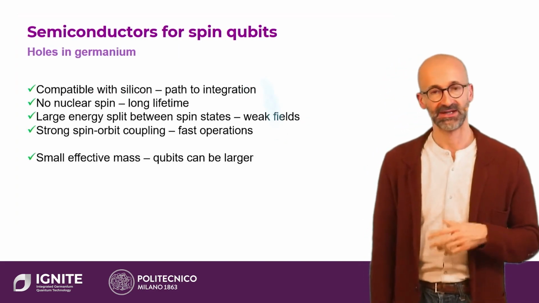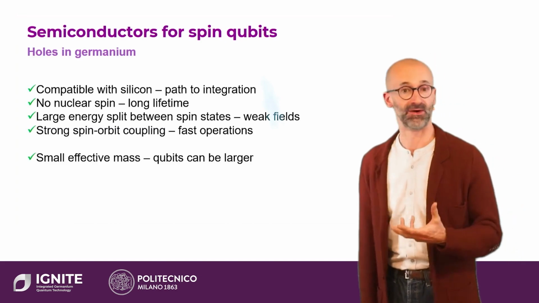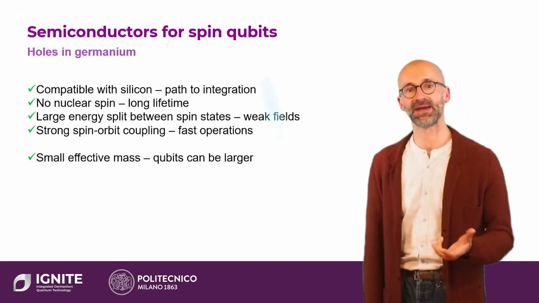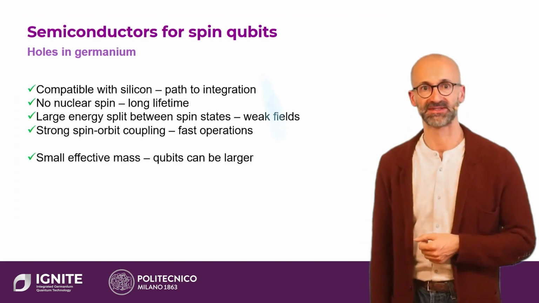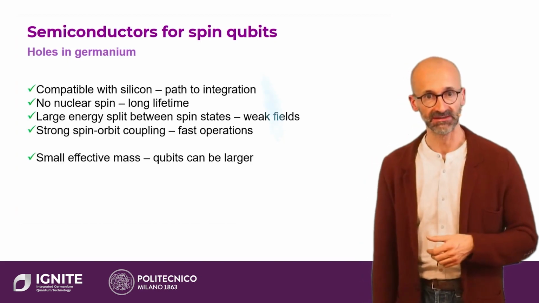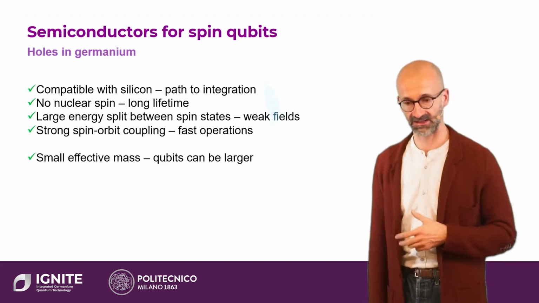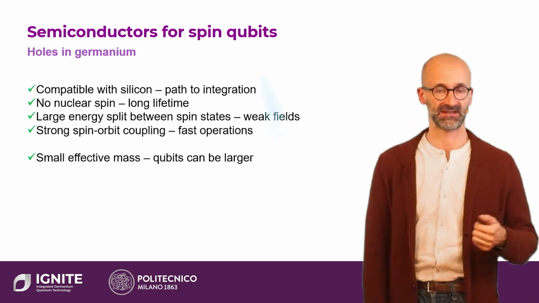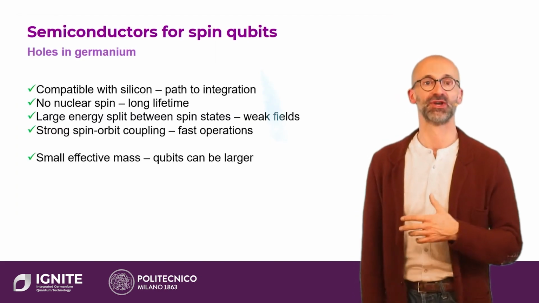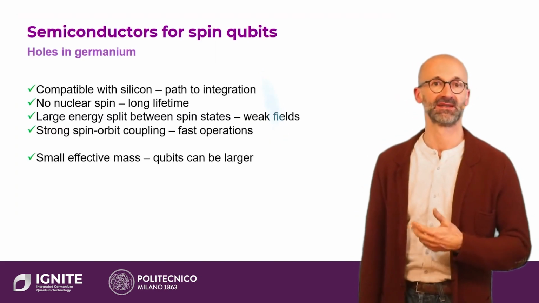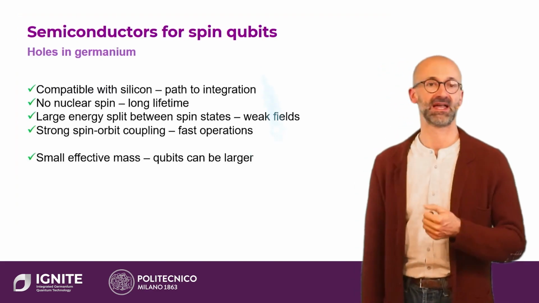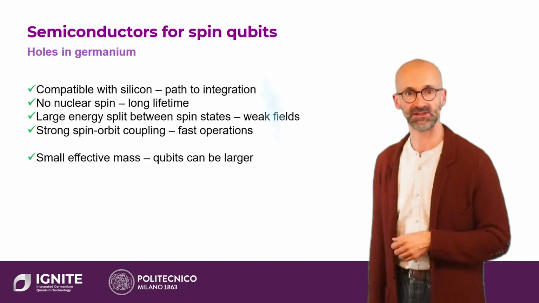Germanium is a natural choice, not just because our growth system is using germanium, but because holes in germanium solve most of these problems at the same time. Germanium as a material is compatible with silicon, as we will see, which gives a natural path towards integration with silicon-based technology. Germanium, like silicon, has no nuclear spin, at least in its dominant, most common isotope, and it can be isotopically purified. So this means the lifetime of spins in germanium is also relatively long.